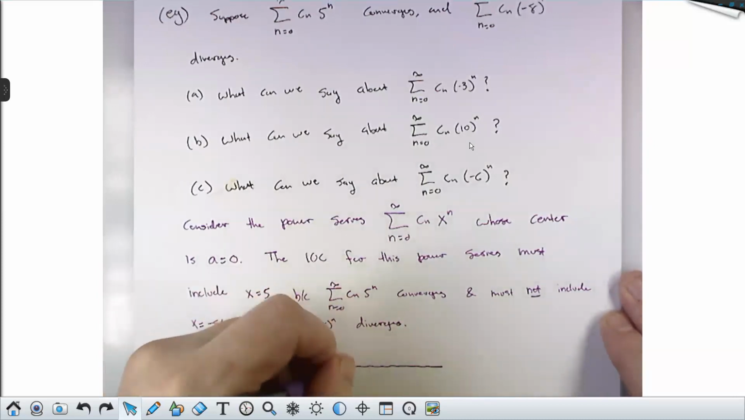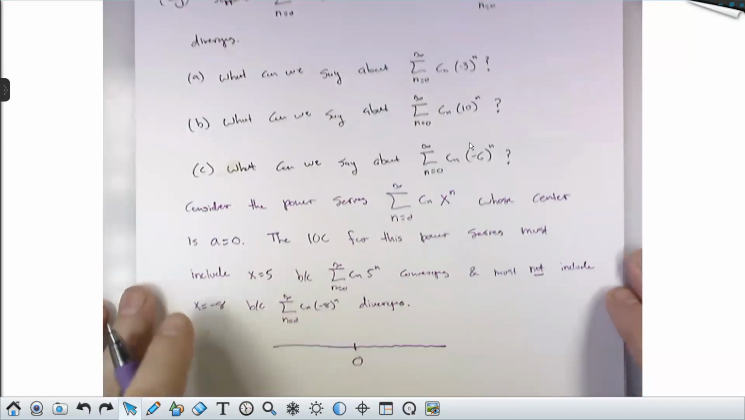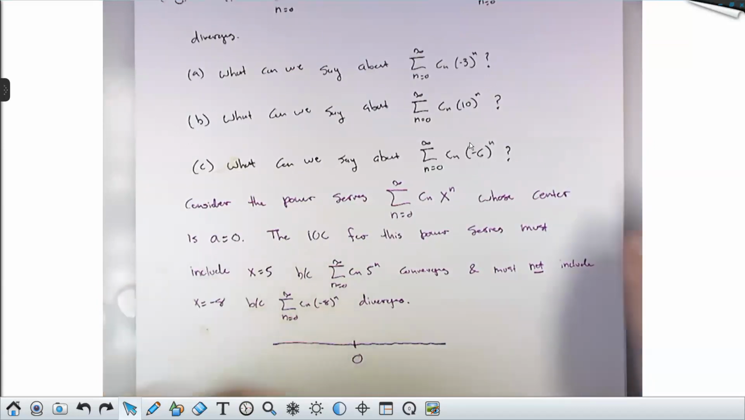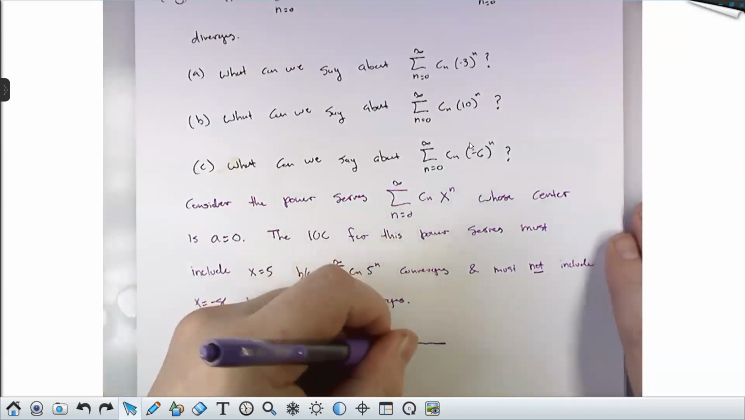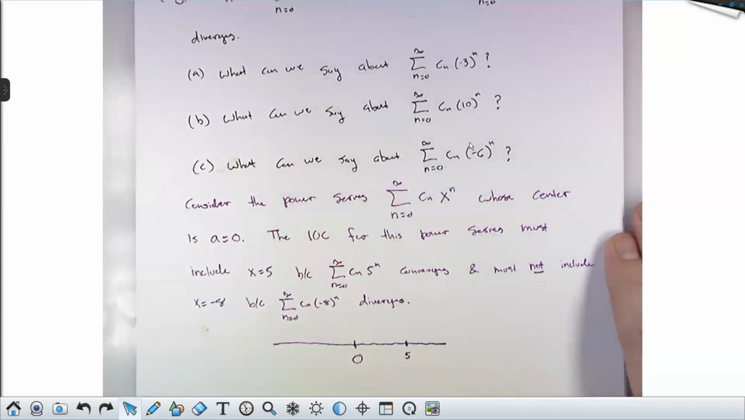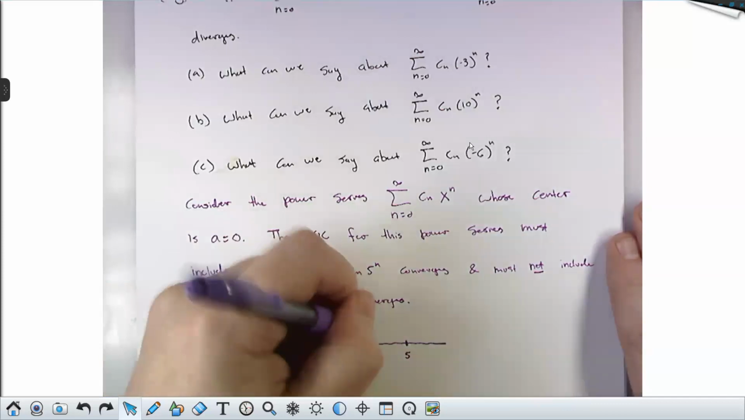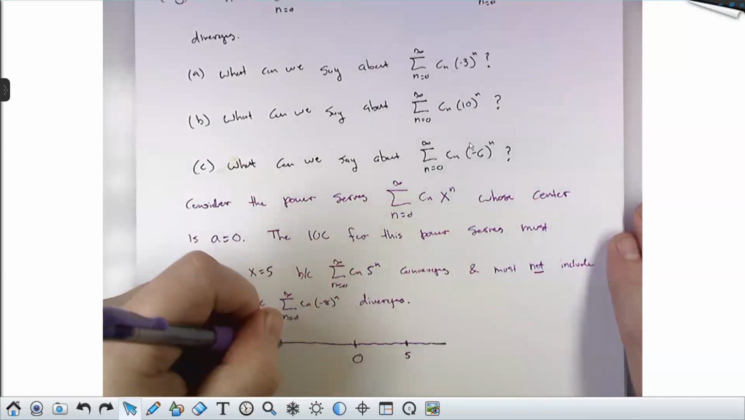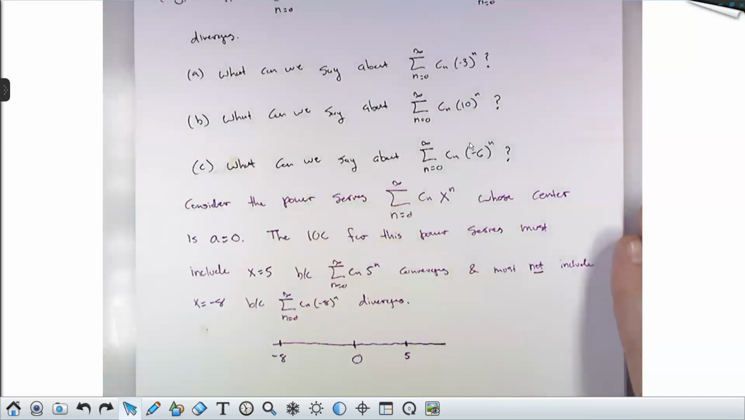So let me sketch a possible interval of convergence here. Let's just see what we can say about these things. I know that +5, which I'll say is right here, has to be in the IOC. And -8, which I'll say is over here, has to be outside of the IOC.